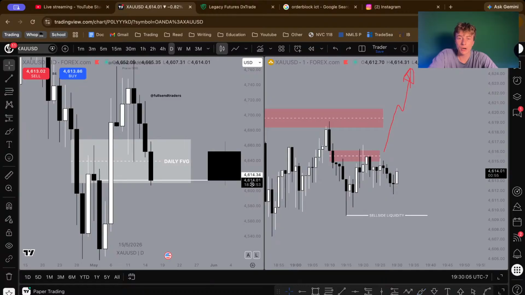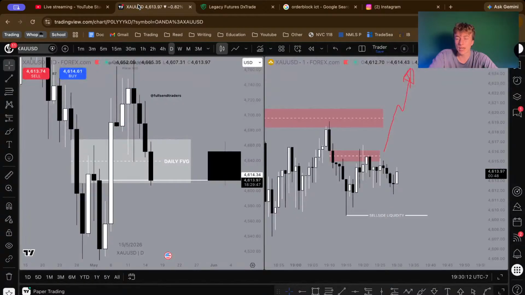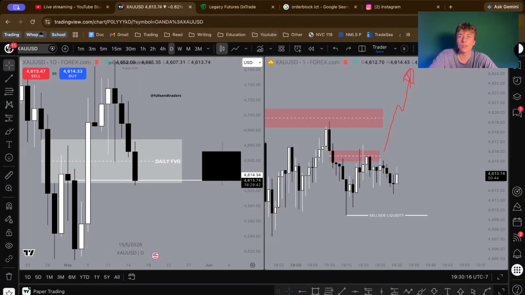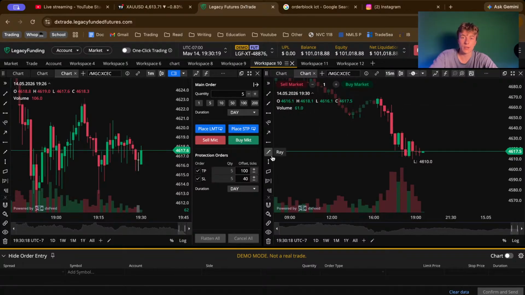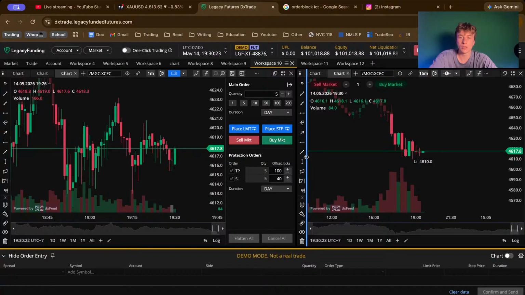Pretty much, look at the price on gold right now. These are the forex.com charts on TradingView, so the price is going to be different from what's on Legacy. But it's the same exact pair and it moves exactly the same. So we can use this to mark everything out, and then we can execute on Legacy. It's not anything different, so don't get confused.